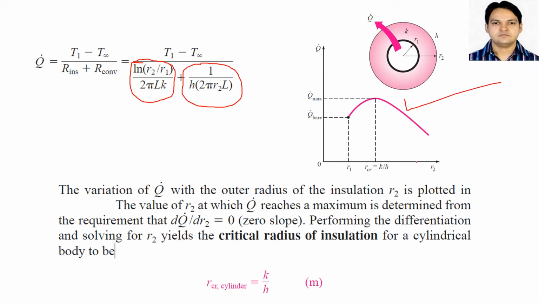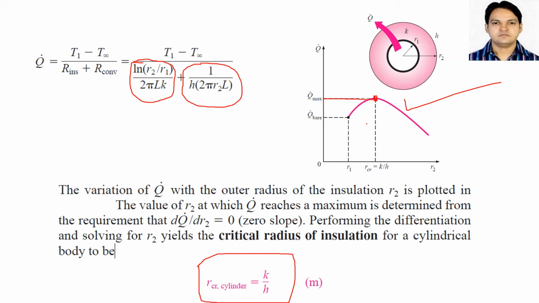We will check whether we get this kind of situation or not. One more thing we discussed in the last lecture is the critical radius of insulation in the case of a cylindrical system. If you derive it, it finally comes to k by h. So k by h is the radius called the critical radius, where the heat transfer rate is maximum. You can see in this figure, this is your critical radius of insulation where your heat transfer rate is maximum.